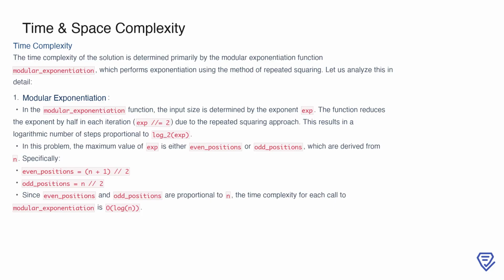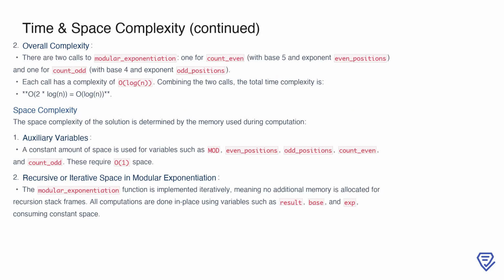Since both are proportional to n, the time complexity of a single call to modular_exponentiation is O(log n). Now, considering the overall time complexity, there are 2 calls to the modular_exponentiation function, one for calculating count_even with base 5 raised to the power of even_positions, and the other for count_odd with base 4 raised to the power of odd_positions. Each of these calls independently operates with a complexity of O(log n). When combined, the total time complexity is the sum of the two, which simplifies to O(log n), since constants are ignored in asymptotic notation.